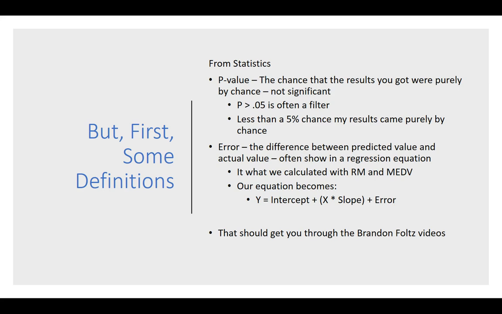If you're really being fully concerned with error, then when you are looking at, for example, the average number of rooms and the median value, those two variables, when we compare them in a single linear regression, our outcome is y. It would be equal to the intercept plus x, our input variable, times slope, and then we would also add an error, and that would give us the most accurate measure because we're now accounting for the amount of difference between the predicted measurement and the actual measurement. Anyway, he'll talk a bit more about error in his videos, and we'll talk a bit more about error in the fourth video. Okay, but those two things should get you through the Brandon Foltz videos.